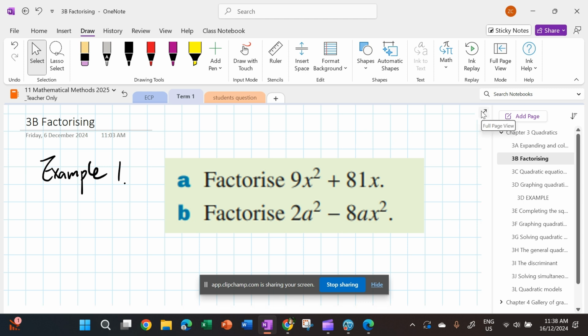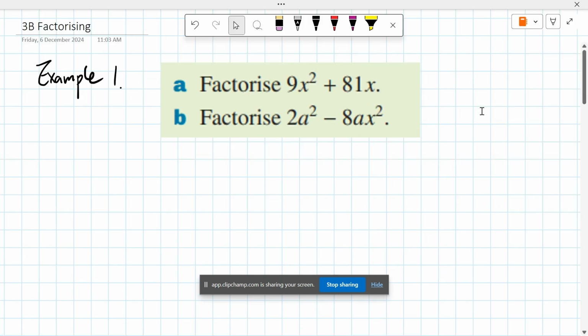3B and then factorizing. So what we do today, we're going to factorize, basically to find the highest common factor for expressions, and then find the other factor by dividing each of the other terms by the common factor. The common factor is placed outside the bracket, and that's just how we're going to do it today.